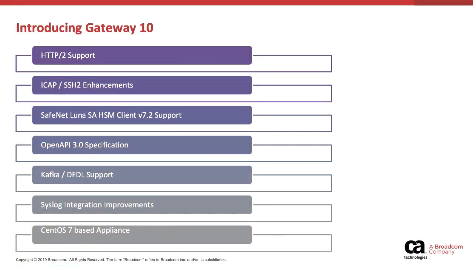A quick overview. We finally get HTTP2 support, security hardening with ICAP and SSH2 enhancements, plus Luna encryption support, adoption of OAS 3.0, Apache Kafka and DFDL support through a new assertion. Syslog properties are now configurable, and a platform upgrade to CentOS 7 for appliance form factors. This last one has some implications that we'll get into later.